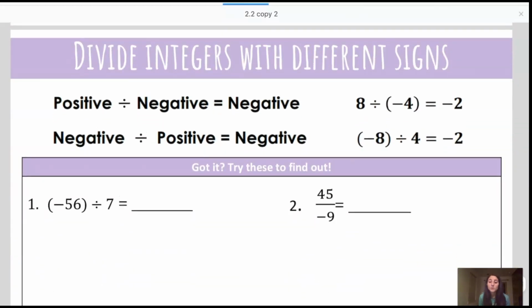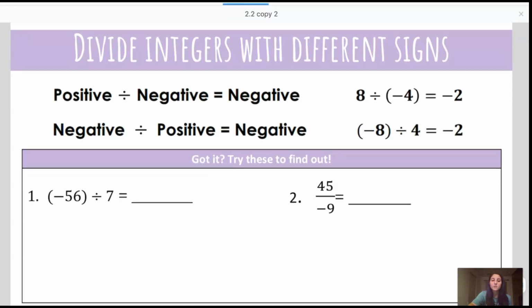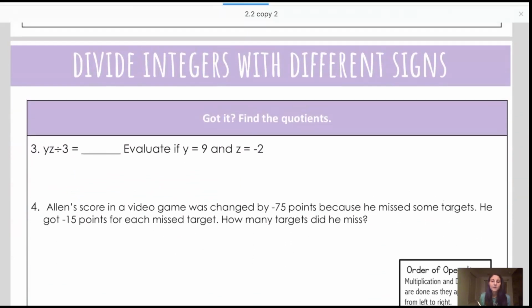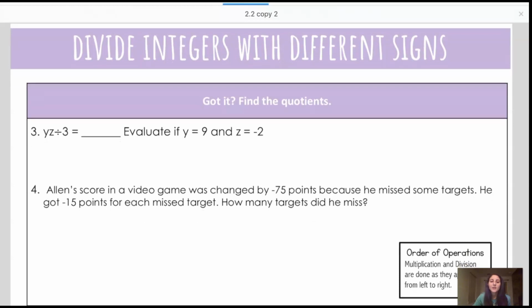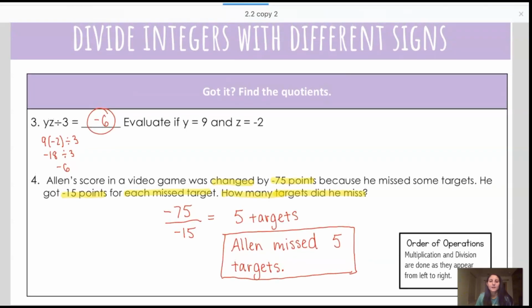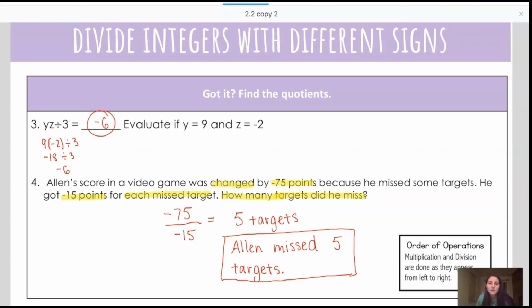All right, now I want you to pause the video and try number 1 and 2, and then you'll check your answers with mine. Okay, take a moment, check your answers with my answers, pause the video if needed. All right, now I want you to try number 3 and 4 on the screen. Pause your video, give it a try, and then you'll check your answers with mine. All right, take a moment, check your answers with my answers. If you need to, pause the video.